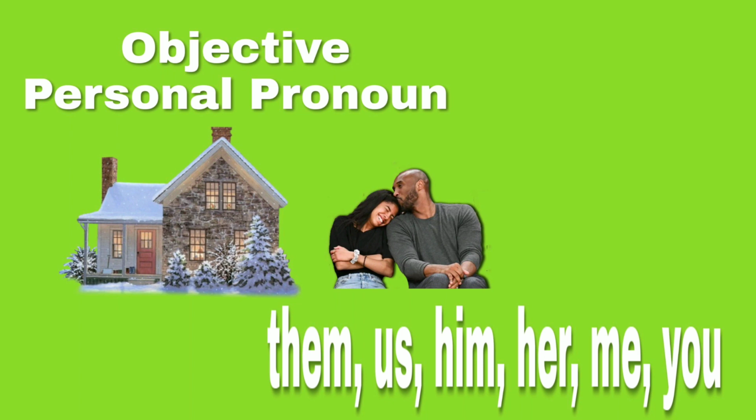Objective personal pronouns replace the name of the noun to represent a person or a group. The words we use to do this include them, us, him, her, me, or you. For example, the house belongs to them.